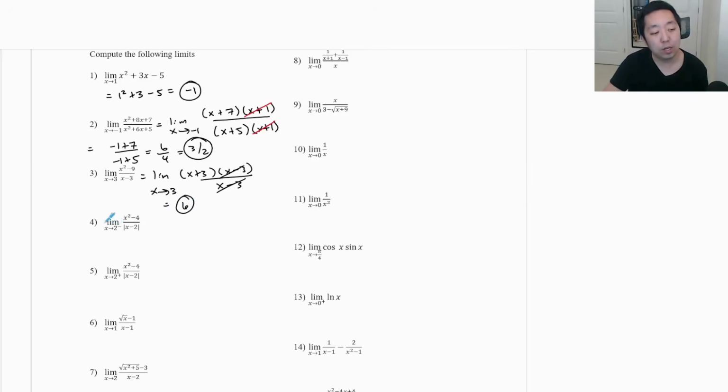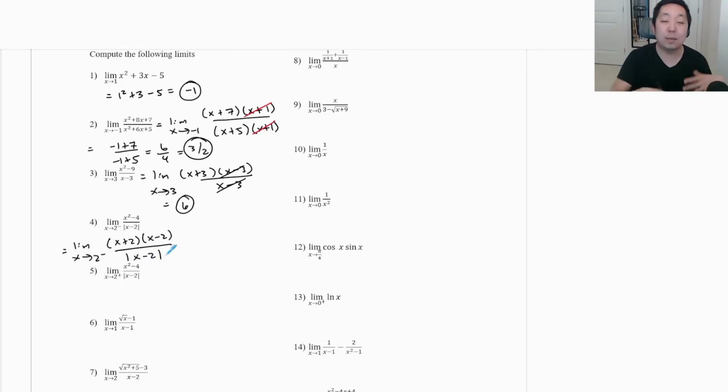Okay, this one is the limit as x approaches 2 from the left. So the tricky thing about this one here is the absolute value. Like, you do want to factor the top and factor the bottom. The problem is this absolute value. It's almost like I want to get rid of it.